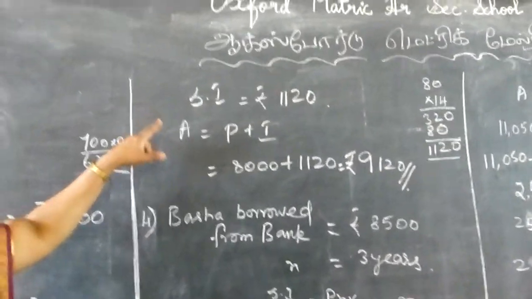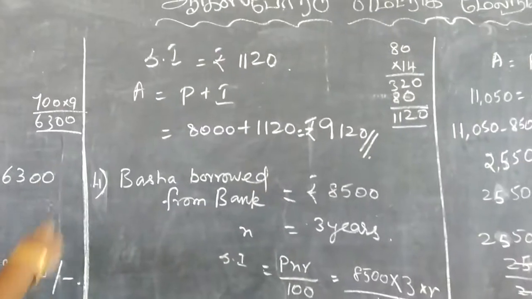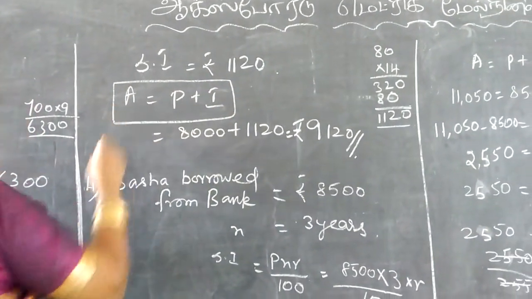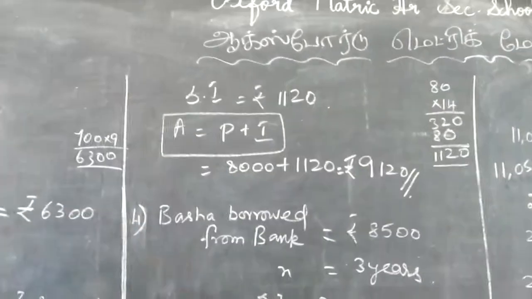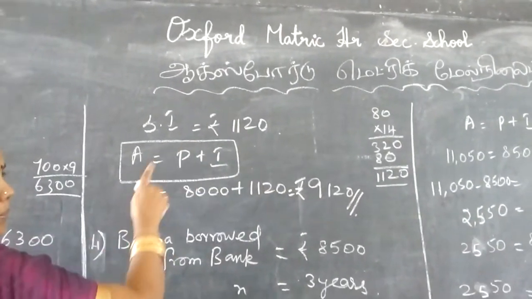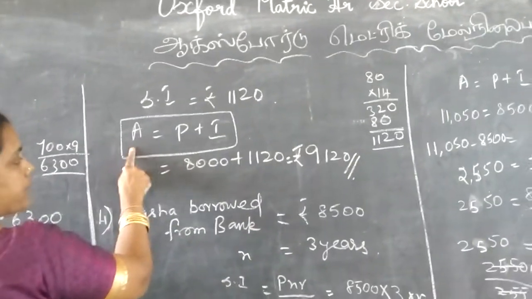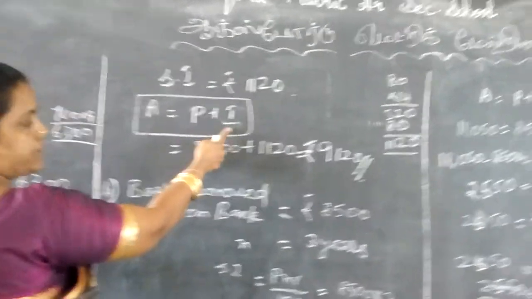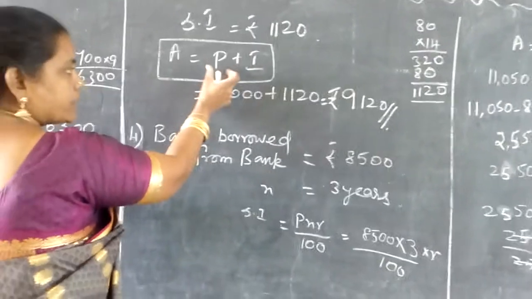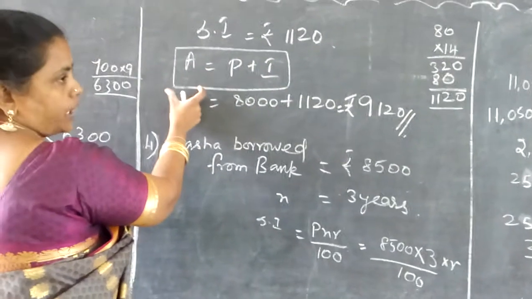He asked to find the amount also. This is another formula which we learned in simple interest: amount is equal to principal plus interest. We have only two formulas. Simple interest is nothing but P n r by 100. Amount is nothing but the principal plus simple interest. So whatever simple interest we get, we add it with the principal. That is the total amount.